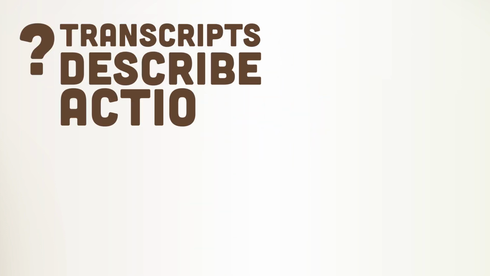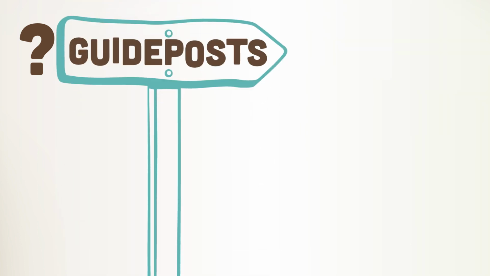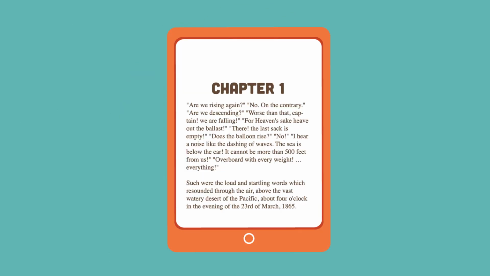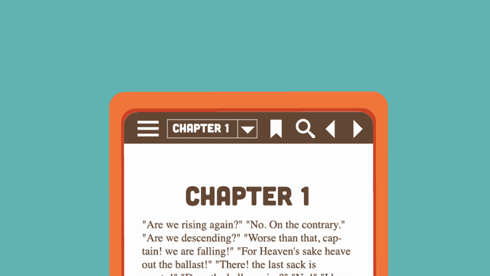Do your video transcripts effectively describe the actions? Are there enough guideposts? For example, many books are being converted into e-books but frequently lack navigation. A person using a screen reader can't scan text the way a sighted person can. Adding navigation helps users find what they need more easily.